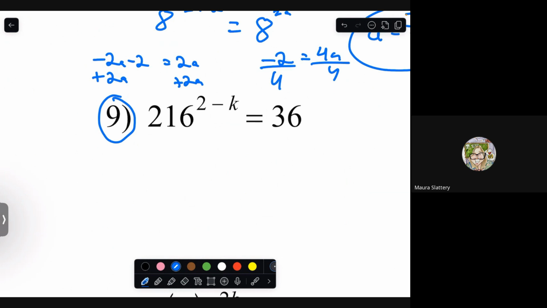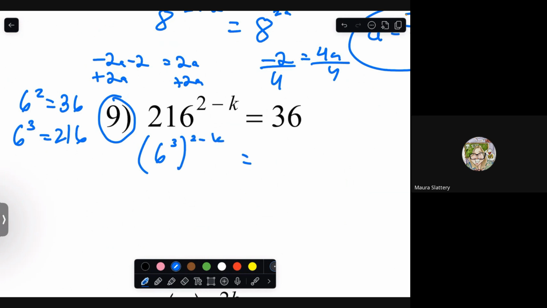All right. What base did we get this into? 6, right? So we know that 6 squared is equal to 36, and we know that 6 cubed is equal to 216. Does that make sense to everyone? So we can rewrite 216 as 6 cubed, and we can rewrite 36 as 6 squared. Good?